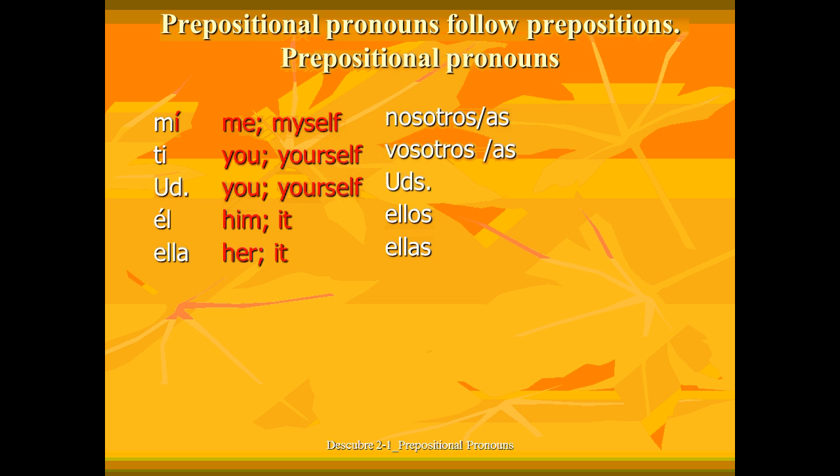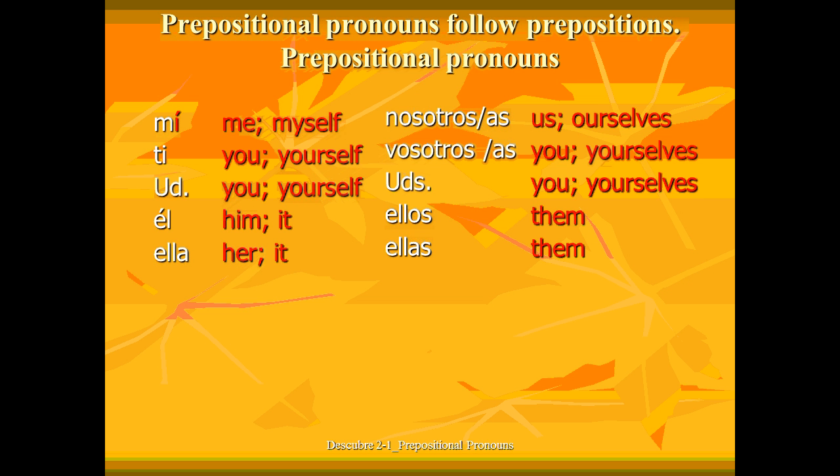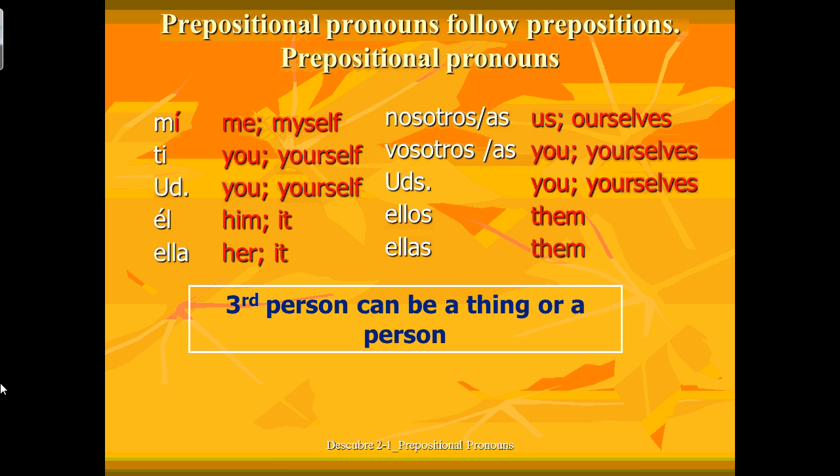The new thing is when you're talking about a thing. It's still part B, the plural. On the second side, you're going to fill in the plural side, which is us, ourselves, you, yourselves, etc. And again, third person can be a thing or a person. Here obviously we're talking about a thing, and this can also be a thing or a person.